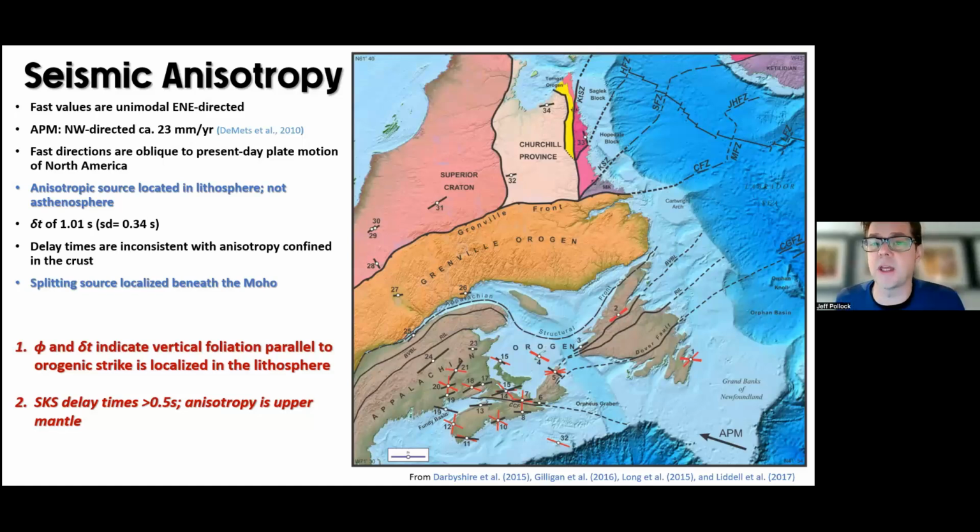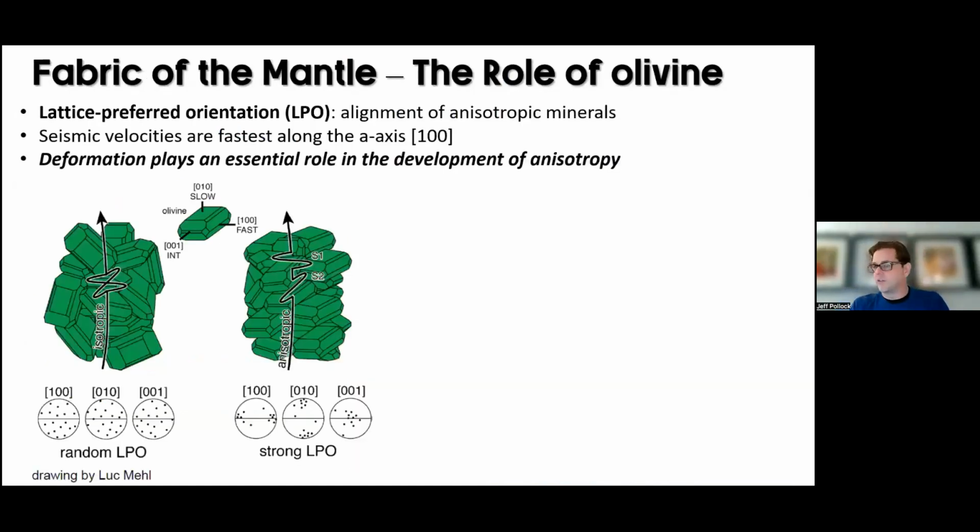And the reason for that is olivine. Olivine is one of two minerals that comprise most of the mantle, perovskite being the other. But olivine is key because it is seismically anisotropic. It has its fast axis down the A-axis of the mineral. And so in this case here, if we have randomly oriented olivine, it is isotropic. It will display no sort of preferred orientation.